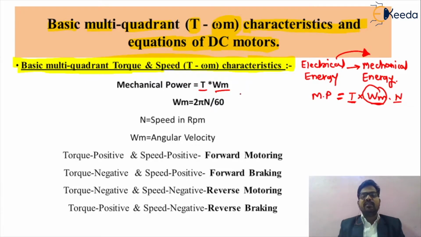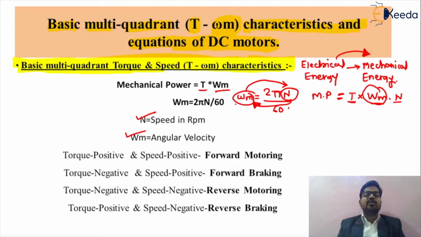The equation is omega m equal to 2 pi n by 60, where omega m is the angular velocity and n is the speed of your motor. So we can convert angular velocity into speed, or speed into angular velocity. This is a very important concept. N is the speed in rpm, and omega m is the angular velocity in radian per second.